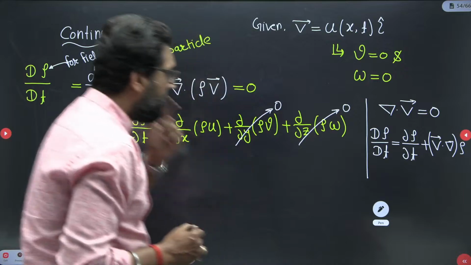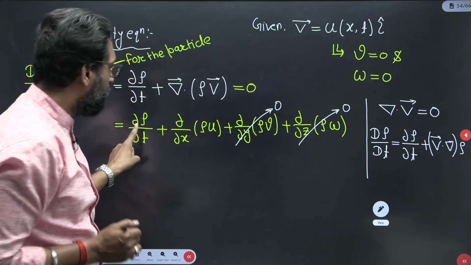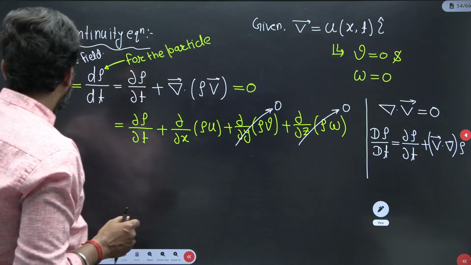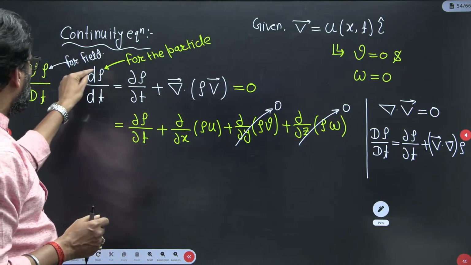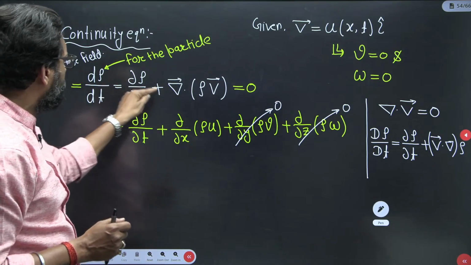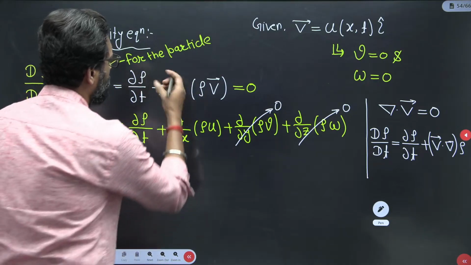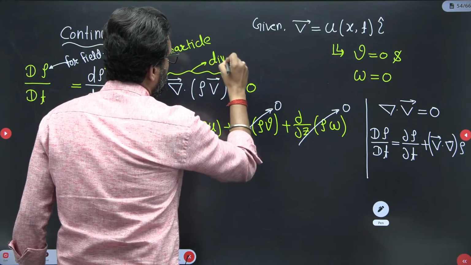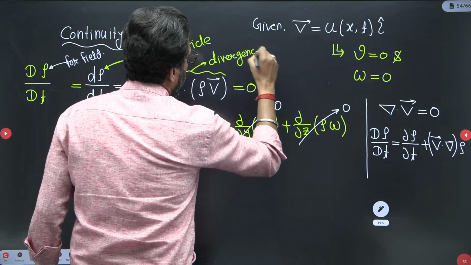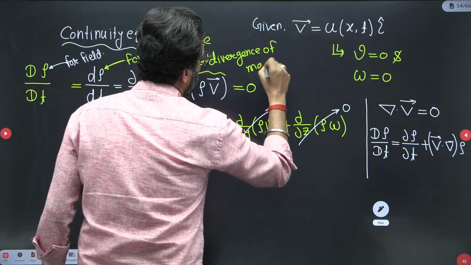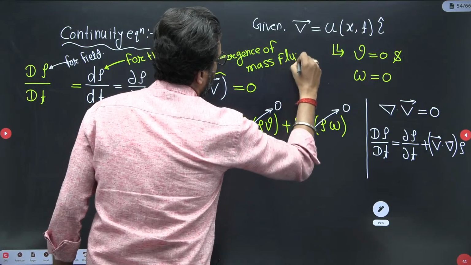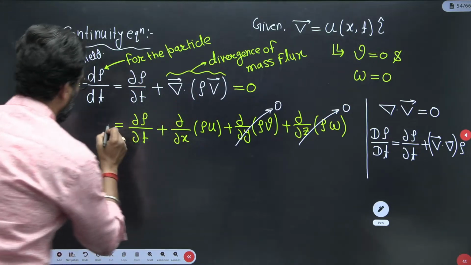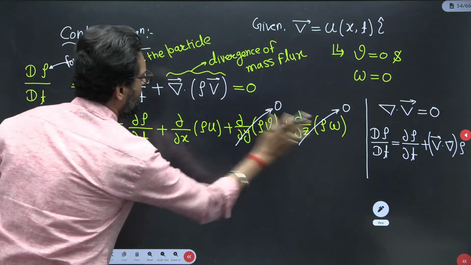Now my dear, this says that density is a function of time. And what is the continuity equation? D rho by dt is equal to dou rho by dou t plus divergence of a mass flux. What is this, beta? Divergence of a mass flux. So divergence is equal to 0, that means this side is 0.